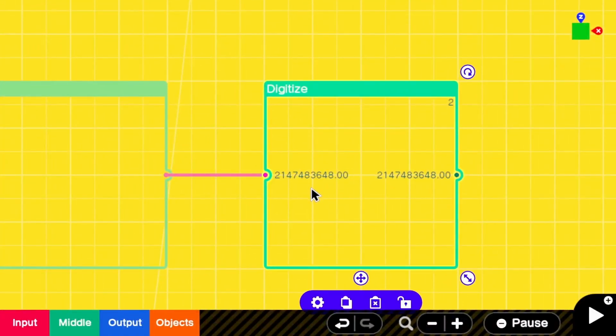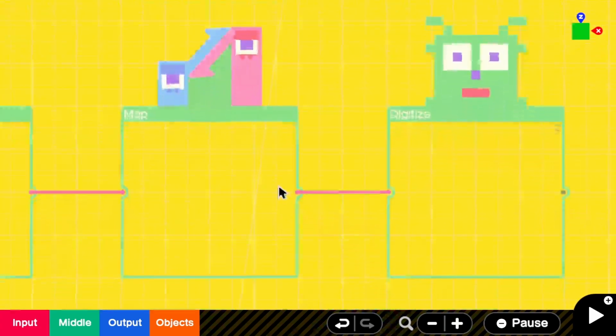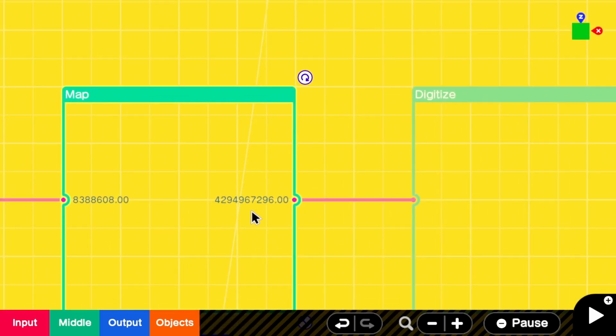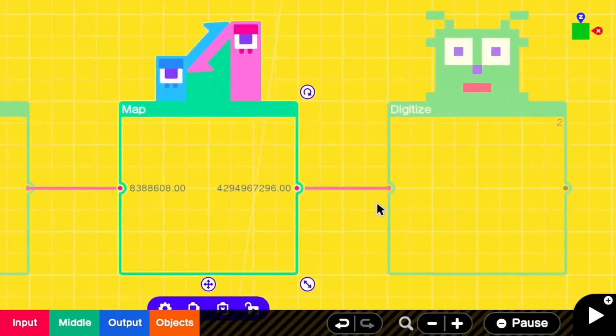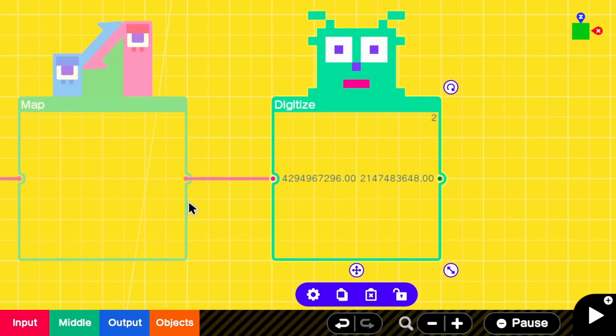But yeah, let's take note that the largest value that the digitize can output is this value. And just to show you, here we're trying to send a number larger than that. And yeah, it just caps out at that value. And it's the same for the negative values.